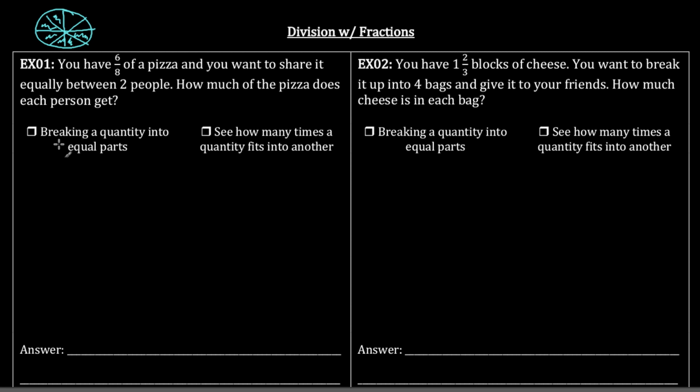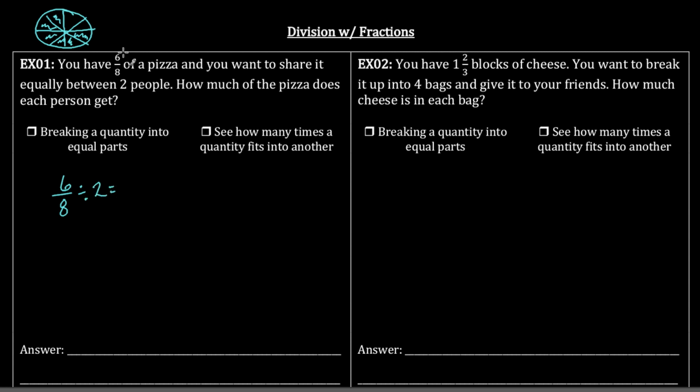So we have 2 options for division. We could either be breaking a quantity into equal parts, or we could think about it as how many times one quantity fits into another. In this case, we're splitting this pizza into 2 sections. So remember, this pizza isn't here, this empty part. It's only really this part, this filled in, that we have. So we have 6/8 of a pizza, and we are going to divide it into 2 groups.